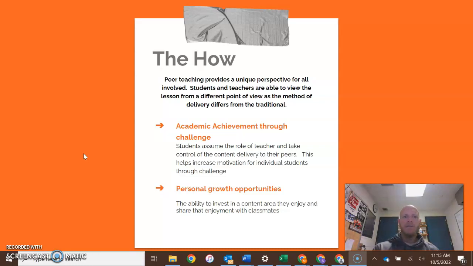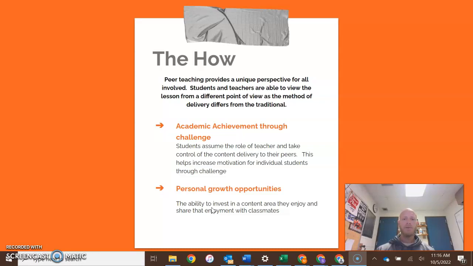This creates academic achievement through challenge. So now students will be assuming the role of teacher and take control of the content delivered to their peers. This helps create ownership for those students delivering the content, which will lead to increased motivation for those students through challenge. The challenge is now they are no longer the learner, but they are the teacher. We've had good positive experiences with doing this in the past, because essentially what you're doing is you're taking a student that has a topic that they love and have invested a lot of time into, and then are able to turn around and help bring others closer to where they are.